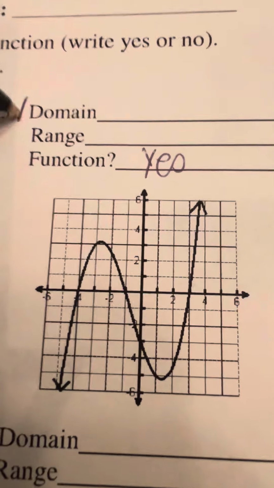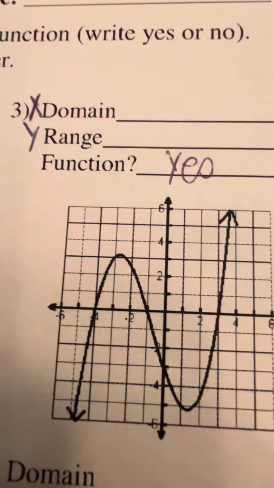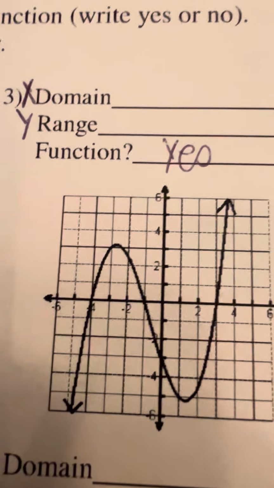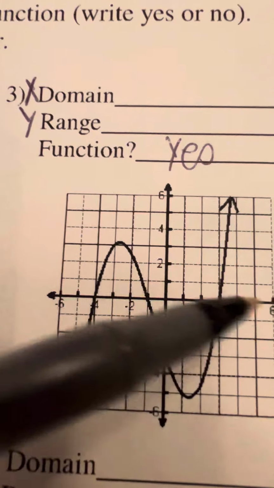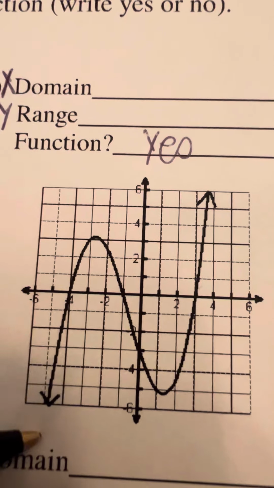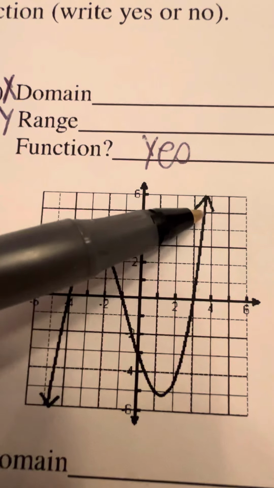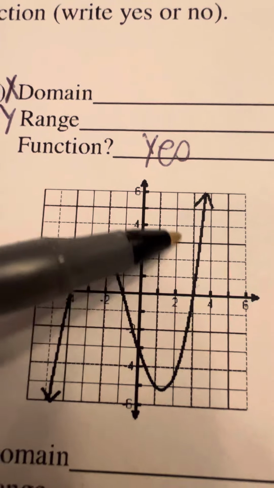Now the domain is the x coordinates and the range is your y coordinates. So we need to look at what's happening with both of those. When we're looking at the x-axis, we're talking about left to right. So if I'm looking at this, the arrow points down in both directions. It goes up this way. There are two arrows, one down, one up.